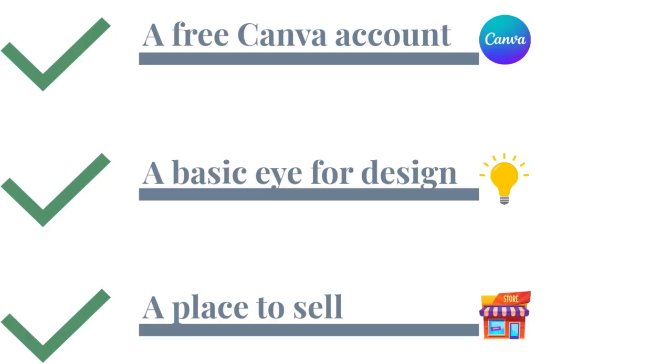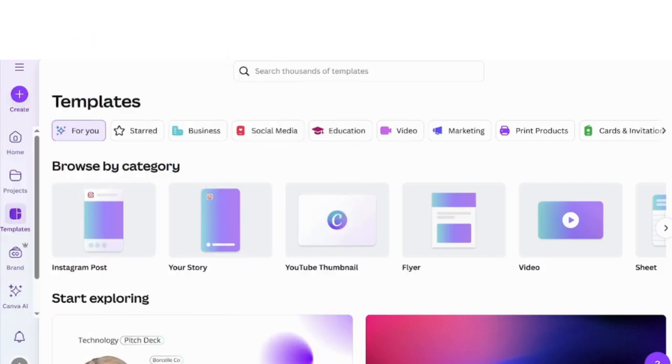Here is what you need to get started: a free Canva account, a basic eye for design, and a platform to sell your work. Platforms like Gumroad, or Payhip. That's it. Let me show you a quick look.